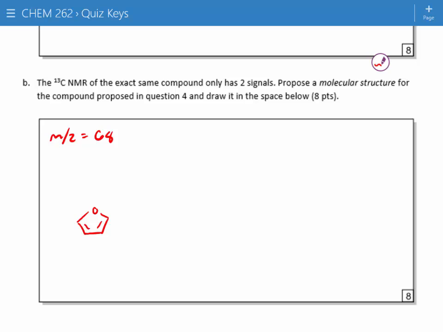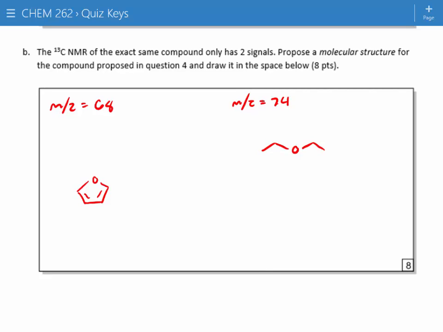I gave people credit for a few others. As long as yours was reasonable and fit the molecular formula, you got credit. And then for the mass to charge ratio of 74, you could have had diethyl ether, or you could have had tert-butanol. So those were both perfectly reasonable answers.